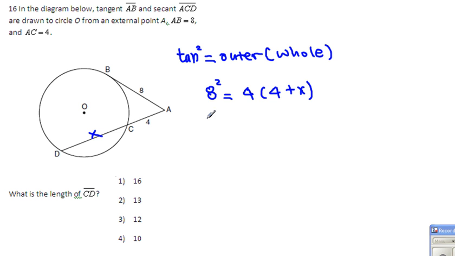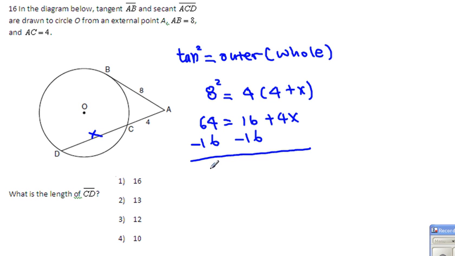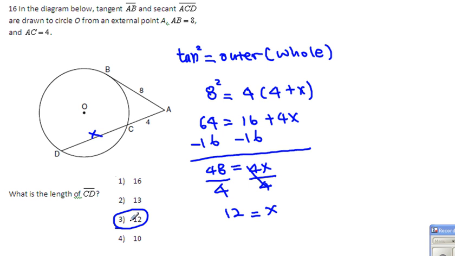Then we have 64 is equal to 4 times 4, 16, plus 4x. Now, as you subtract 16 from each side, we have 48, which is equal to 4x. Then divide by 4 on each side, we now realize x is equal to 12, which is right over here.